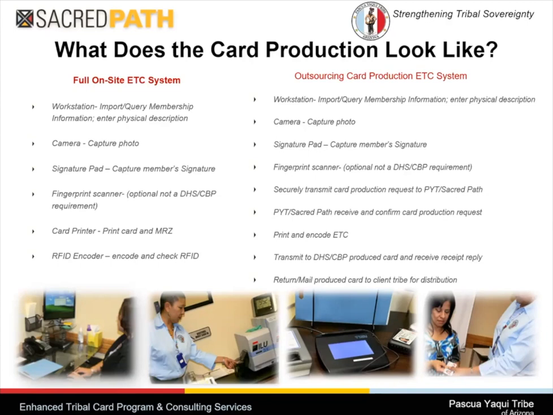The second option that is offered is called the outsourcing card production system. And this is a shared responsibility between Sacred Path and the client tribe. This process would be, first, the tribe would intake and complete the application process for their member. They would capture all the data for their member, and then they would send that request to Sacred Path. And then on behalf of the client tribe, we would print the request, we would encode the data onto the RFID chip, and then we would transmit that request to DHS through our secured VPN. And then we return the produced card back to the tribe to issue to their member.